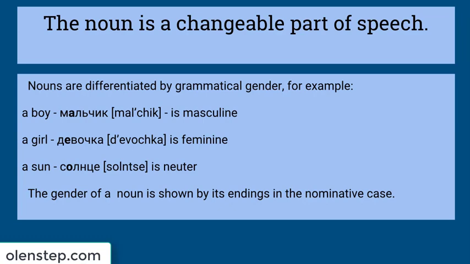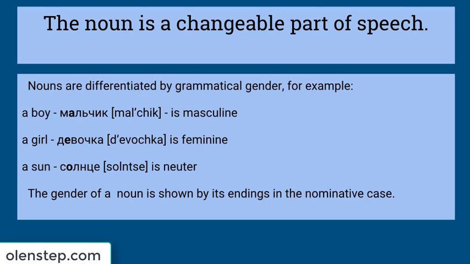You know that the noun is a changeable part of speech. Nouns are differentiated by grammatical gender. For example, a boy, мальчик, is masculine. A girl, девочка, is feminine. A sun, солнце, is neuter.